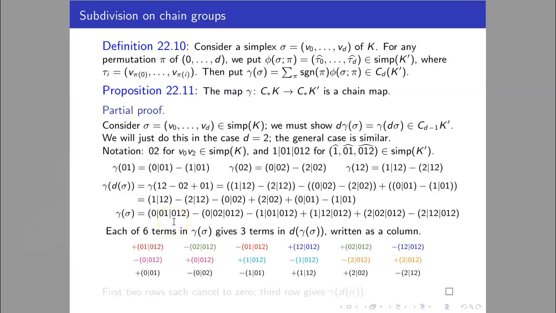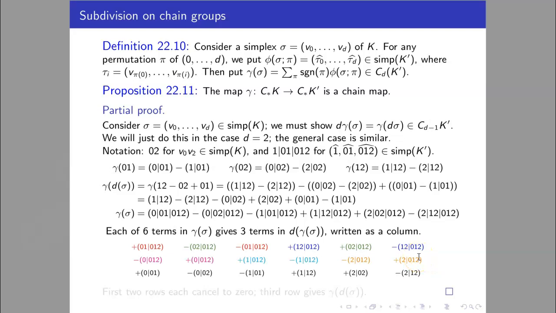But there's a lot of cancellation that goes on here. So let's see how things cancel. Here it's this term here, 0, 1 bar 0, 1, 2, cancels with this minus 0, 1 bar 0, 1, 2. Then minus 0, 2 bar 0, 1, 2, and a plus there. And a plus 1, 2 bar 0, 1, 2, minus 1, 2 bar 0, 1, 2. So we find that everything on this first line cancels out. Similarly, on the second line, everything here cancels out.